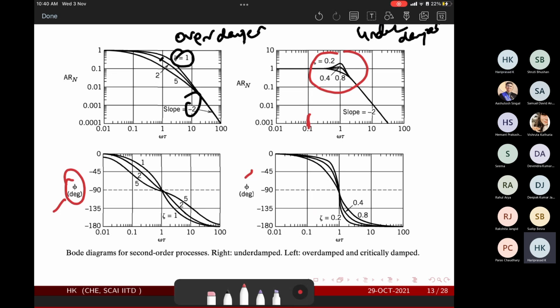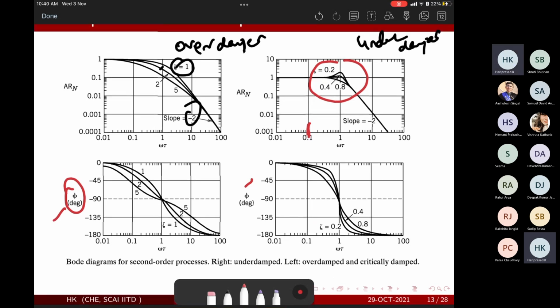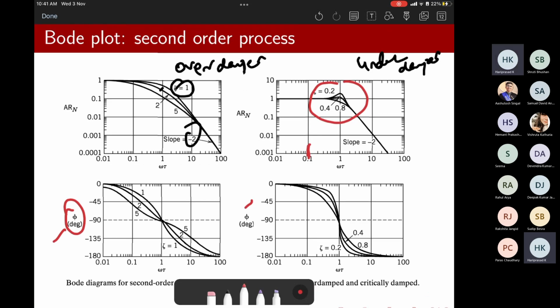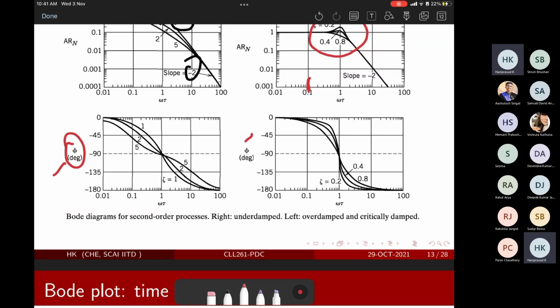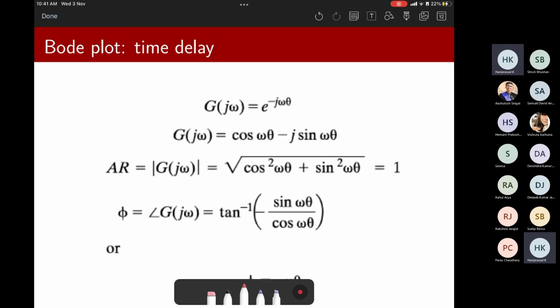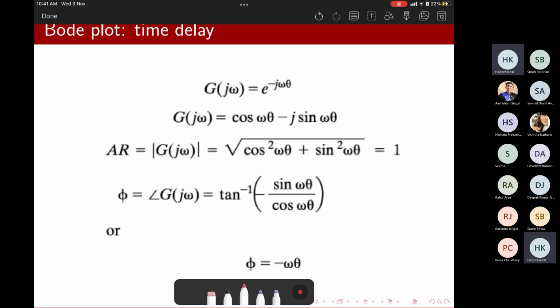You will get this. There is a fundamental difference in terms of their characteristics, and this is how you should be able to work to get more interesting responses. Next is time delay.